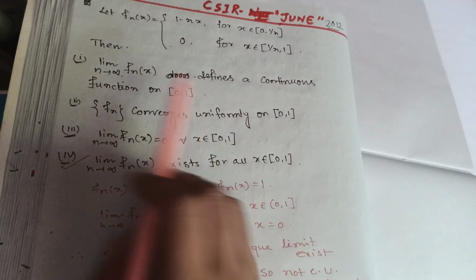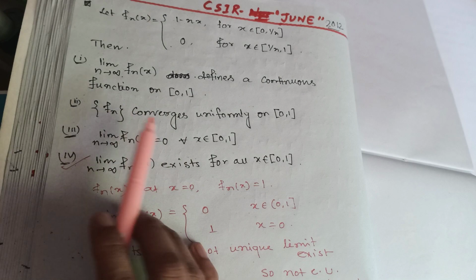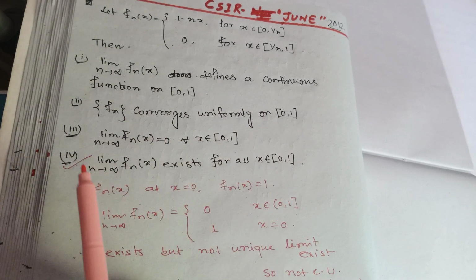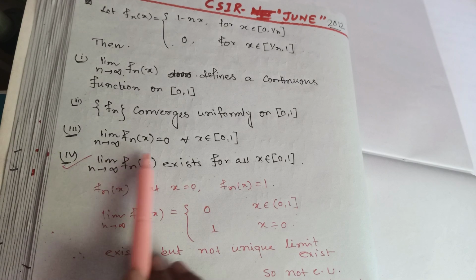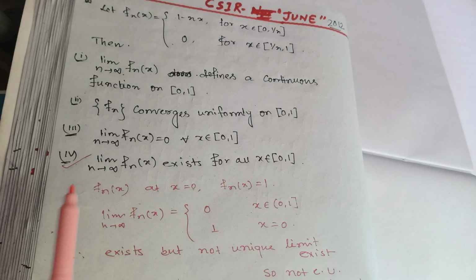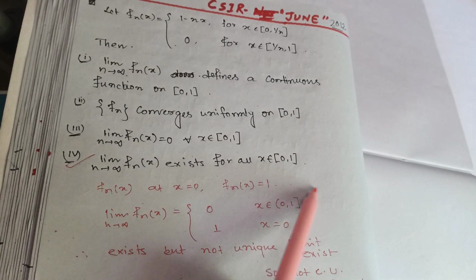The first option says that f_n is a continuous function on the closed interval [0, 1]. The second option says that f_n is converging uniformly on the closed interval [0, 1]. The third option says that the limit as n tends to infinity of f_n(x) equals 0 for all x belongs to the closed interval [0, 1]. And the fourth option says that the limit as n tends to infinity of f_n(x) exists for all x belongs to the closed interval [0, 1].